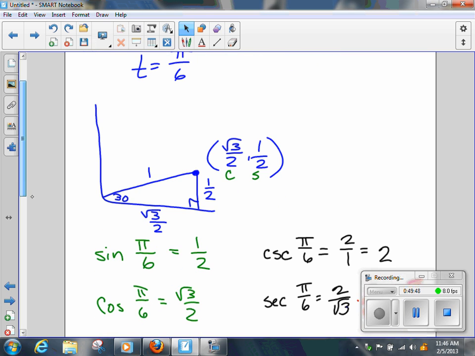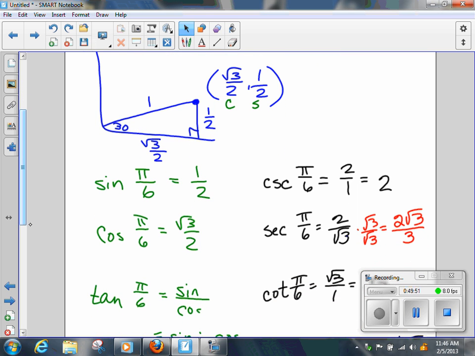Now look, how many of these did I really have to calculate? How many did I have to actually calculate? Really, only one. Which was the only one that I had to calculate? Tangent. Because everything else I just had to flip over and maybe clean up by rationalizing, correct? You need to look at this and think about this. This is not difficult. It is very easy. It's not difficult at all.